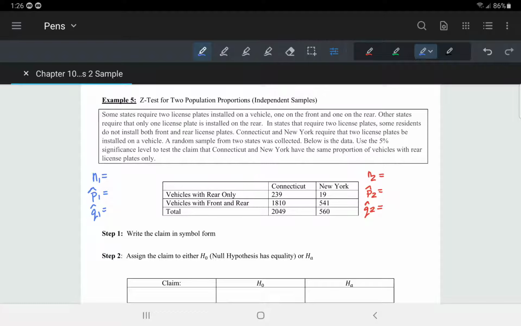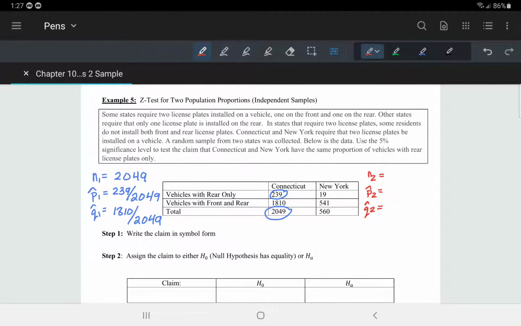Okay, so we have quite a lot of calculations to list. We will find out what the number in the first sample is. We'll call the first sample Connecticut. There are 2,049 items in that sample. Then the probability of success, that will be getting a car that has the rear license plate only, is 239 out of those 2,049. And then the probability of failure is the other 1,810 out of 2,049.